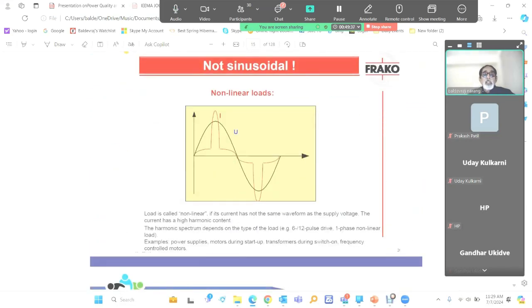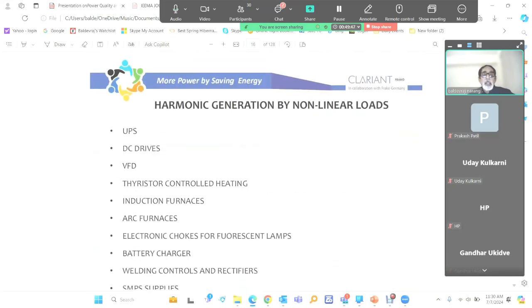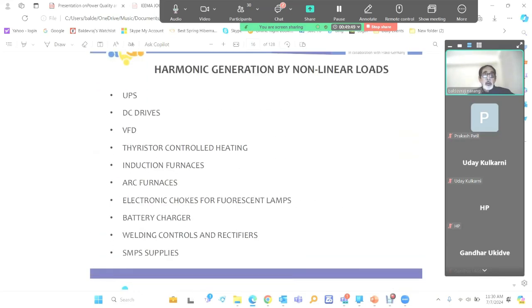So non-linear means the voltage and current profiles are not following each other. The current has a non-linearity, and that is how it is represented. And what are the various non-linear loads?